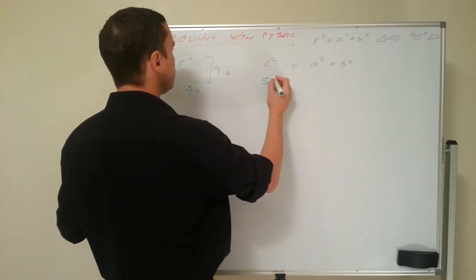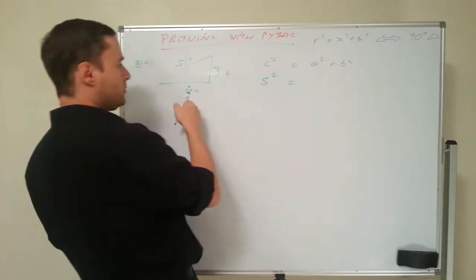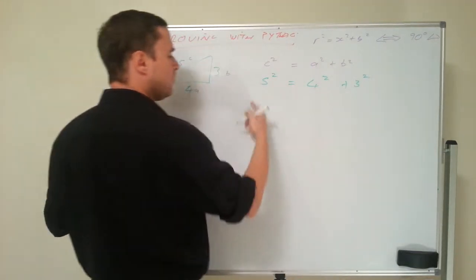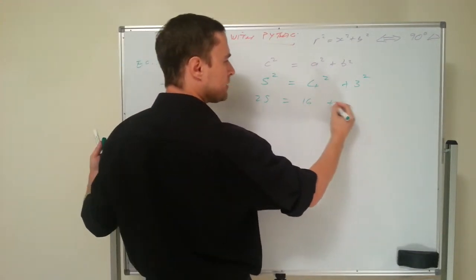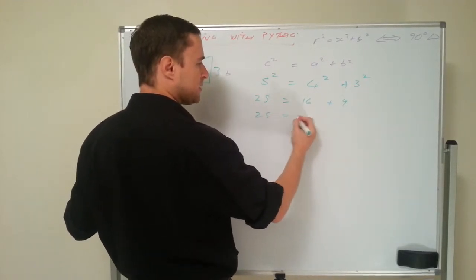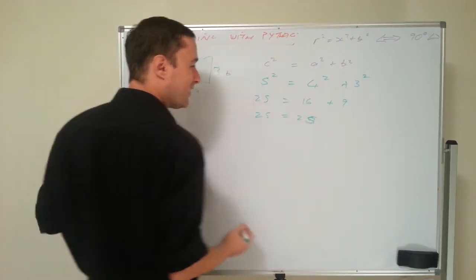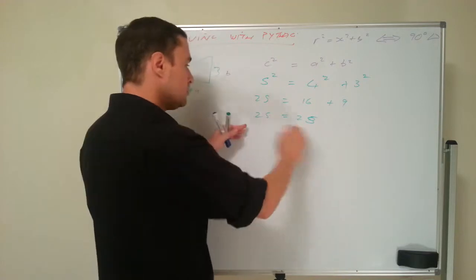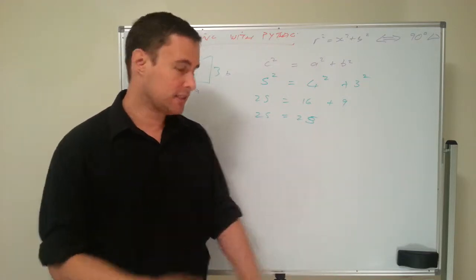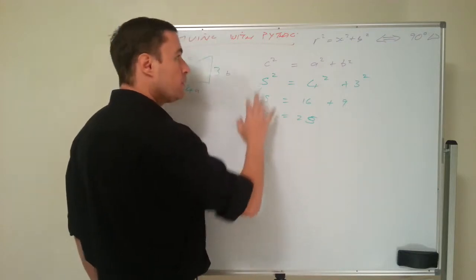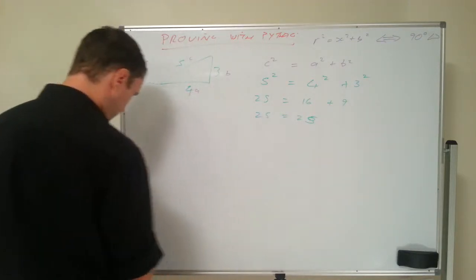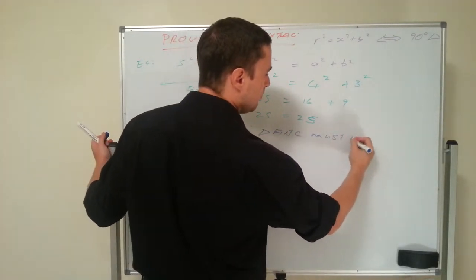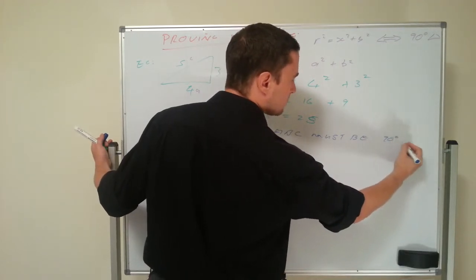So c squared is 5 squared, equals a squared is 4 squared, plus b squared is 3 squared. Well, 5 squared is 25, 4 squared is 16, plus 3 squared is 9, so 25 equals 16 plus 9, which is 25. Oh, 25. So what do I get here? I get a tautology, meaning I get the same equals the same. This is a true statement. I'll show you a fallacy in a second. Because Pythag holds, therefore triangle ABC must be a right-angled triangle.